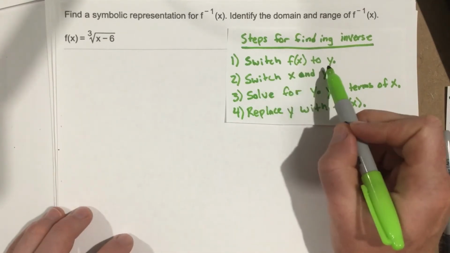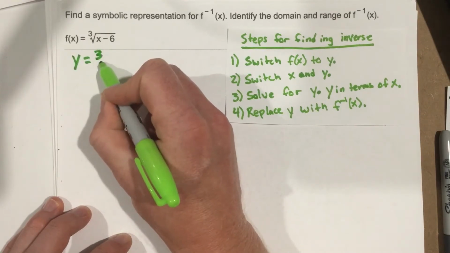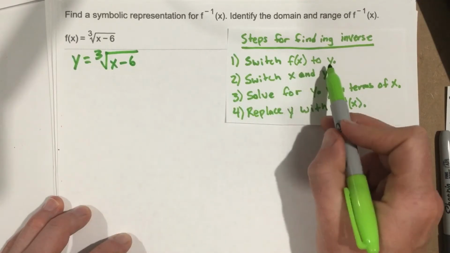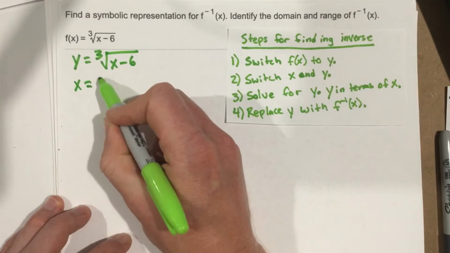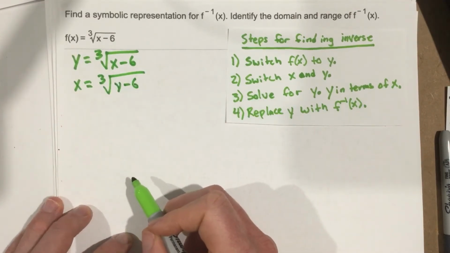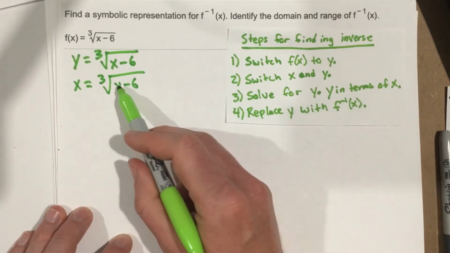First step, switch f of x and y. So we get y equals cube root x minus 6. So we switched f of x and y. Now we're going to switch x and y. So we get x equals cube root y minus 6. Now we're going to solve for y in terms of x. So we need to get y by itself.